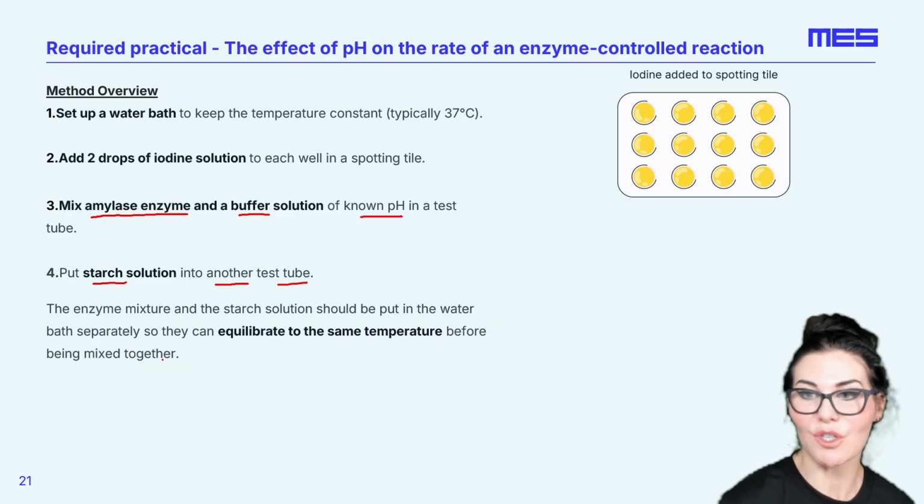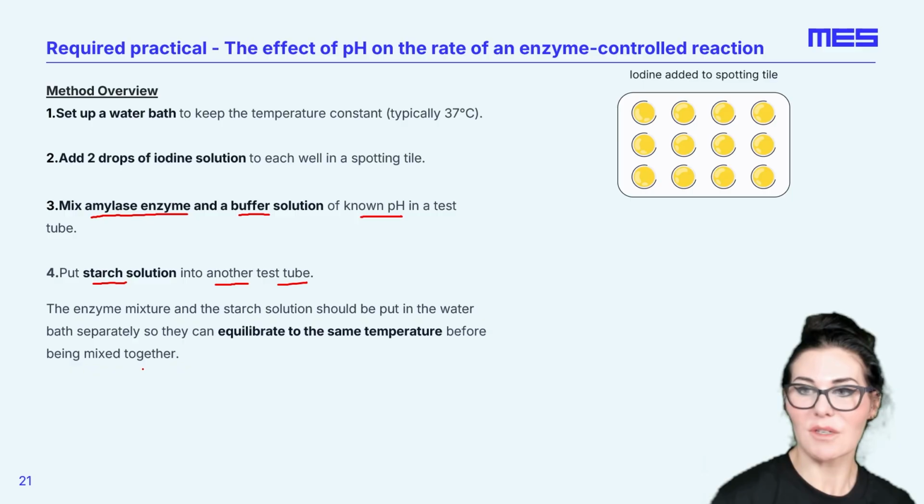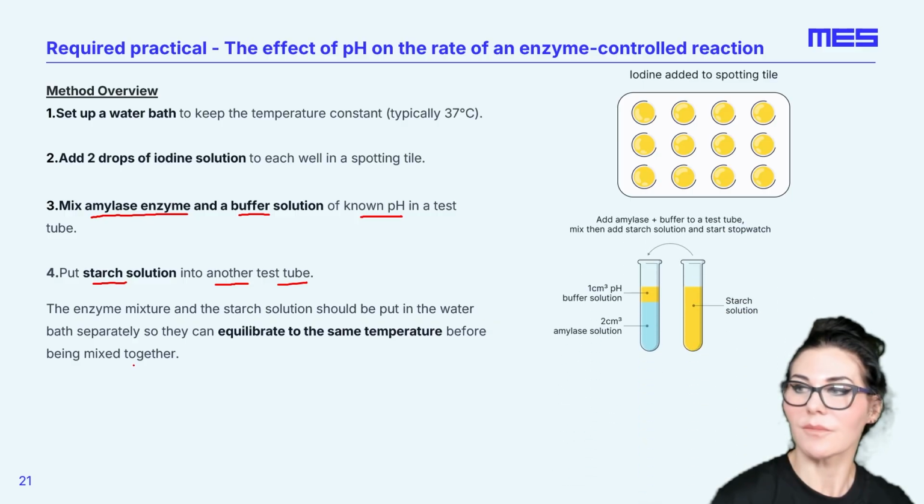So the two separate tubes are going to be put into the water bath of 37 degrees C and left for a little while. You can check the temperature with a thermometer in order to determine at what point they both reach the same temperature, and then you can react them together. Obviously, if you had one at room temperature and one at 37, then when you pour them together, that's going to change the temperature. So we need to make sure they're both at 37 to make sure that is a standardized variable, and that's not going to have an impact on the rate of the reaction.